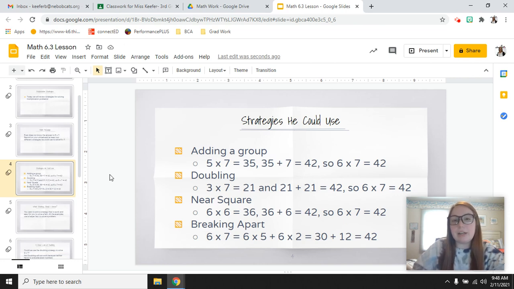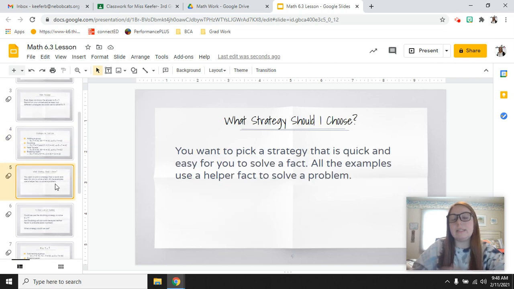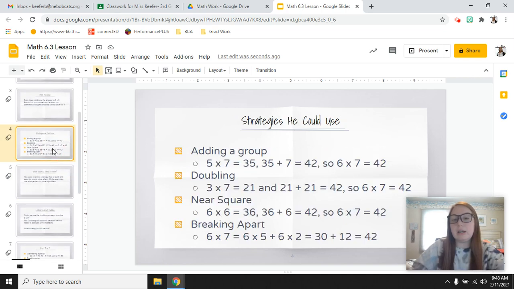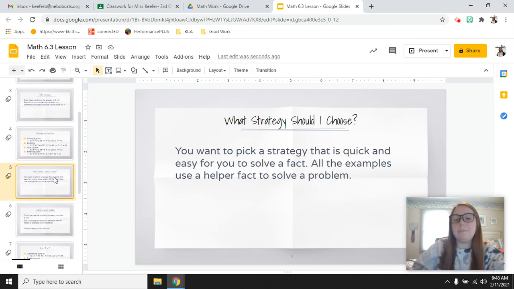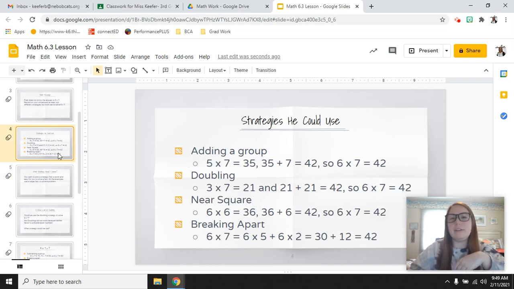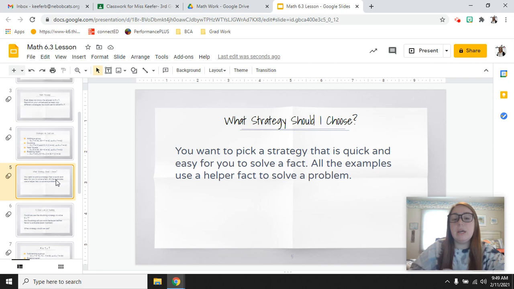I want you to look at your strategies that you picked and then compare them to the strategies that I shared here. This next part is, what strategy should I choose? On this slide, we saw 4 different ones, but you want to pick a strategy that is quick and easy for you to solve. If one of these strategies takes you a little bit longer to figure out, that might not be the most efficient strategy for you. You want to pick one that is easy for you, is quick for you, and what strategy works for you may be different from the person next to you or me. It's what works for you.